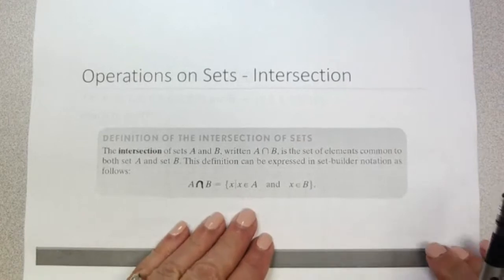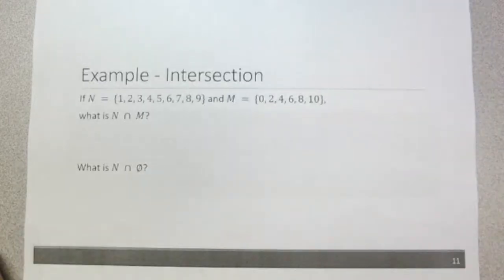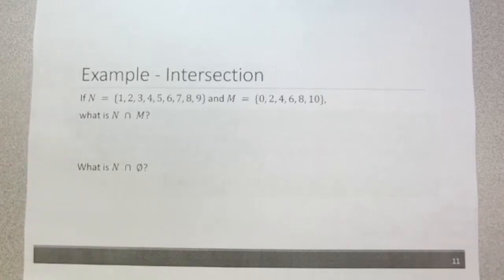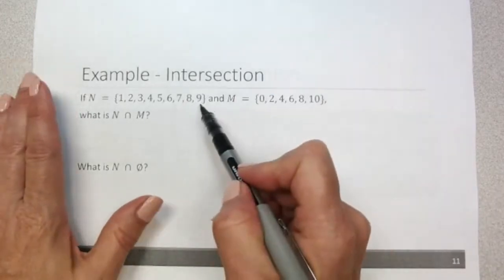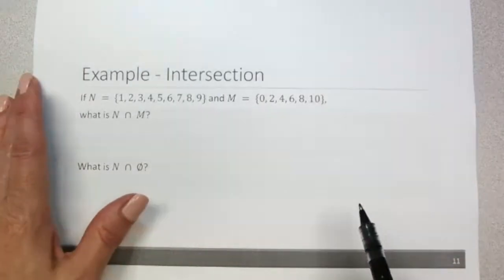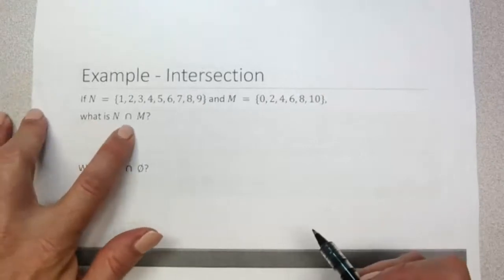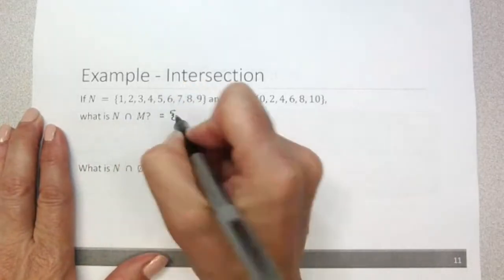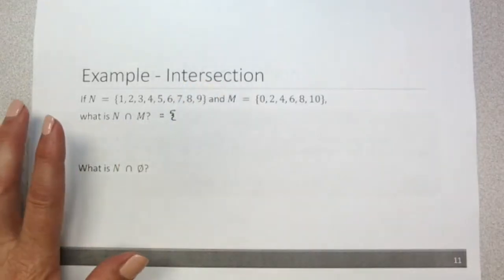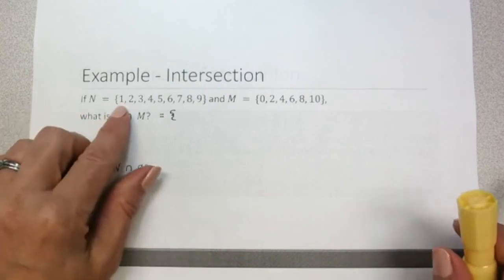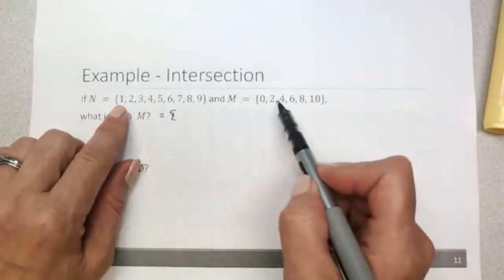All right, let's look at an example of finding the intersection of two sets. If we have set n that's defined as 1, 2, 3, 4, 5, 6, 7, 8, and 9, and set m is defined as 0, 2, 4, 6, 8, and 10, what is n intersected with m? Well, what we're looking for here is all of the elements that are in both sets. So, using the highlighter here, if I start with set n, I'm looking for anything that's in n and m.